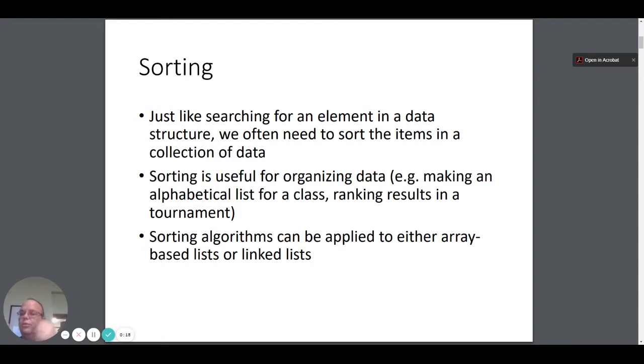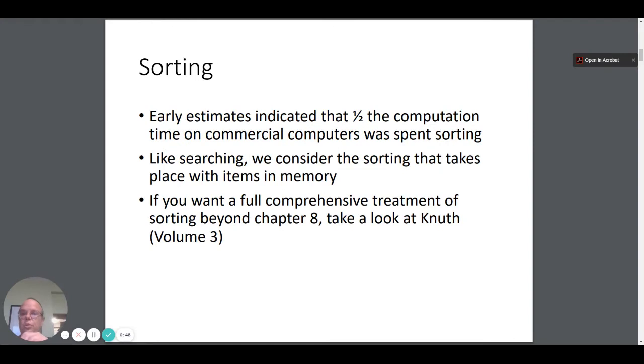And that's useful for doing things like making alphabetical class lists, ranking the results in a tournament, figuring out who won a particular contest, or who got the most points on a computer game system. Basically we can do this with either array-based or linked lists, and sorting can also be done on a variety of different data structures. So let's take a look at some of the specifics of sorting.